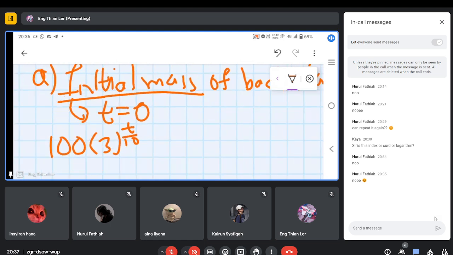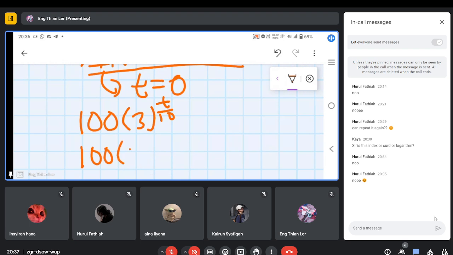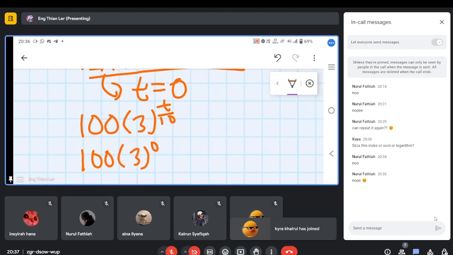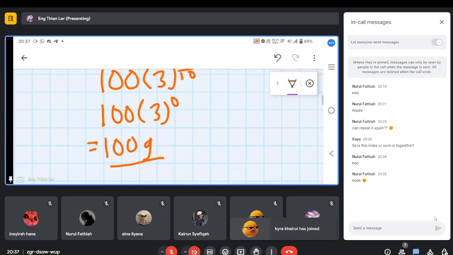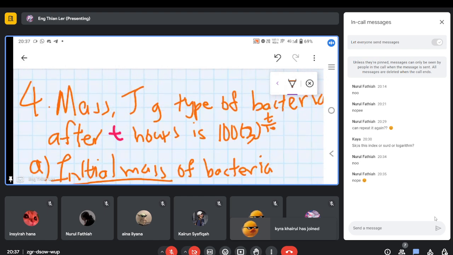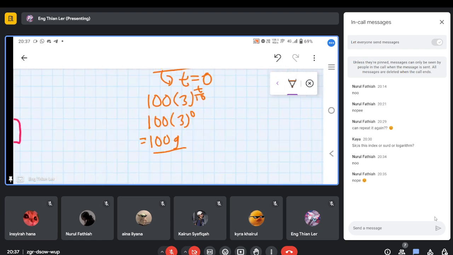0 over 10 is 0, right? And 3 to the power of 0 is 1. So this is equal to 100 grams. Don't forget to write grams, because the unit is grams. Okay, so that's the first question.